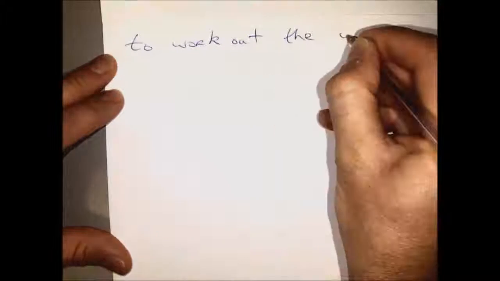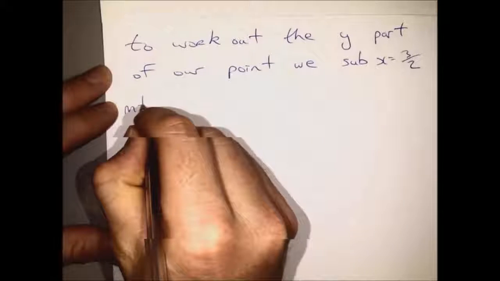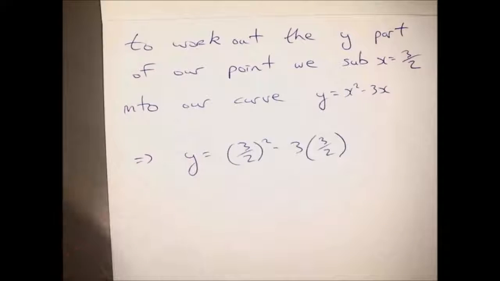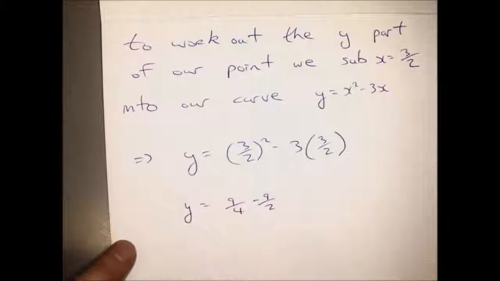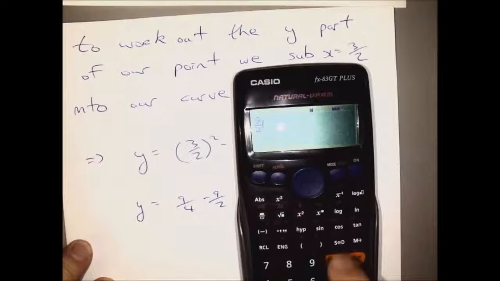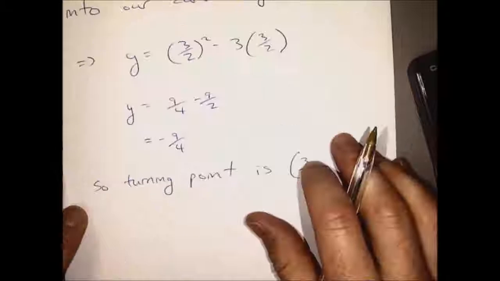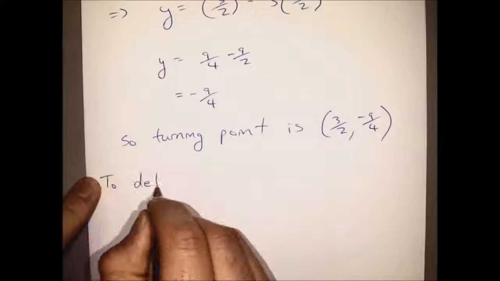So if we put this value of x back into our original curve equation, we'll get the y value on our curve when x equals 3 over 2. So subbing in 3 over 2 for x into our curve, and tidying up using the calculator in this case, we get a y value of minus 9 over 4. So the turning point is x value is 3 over 2 and our y value is minus 9 over 4.